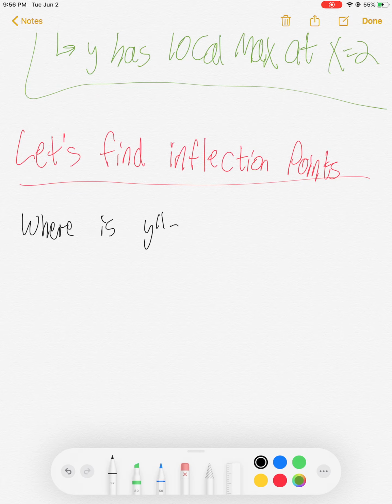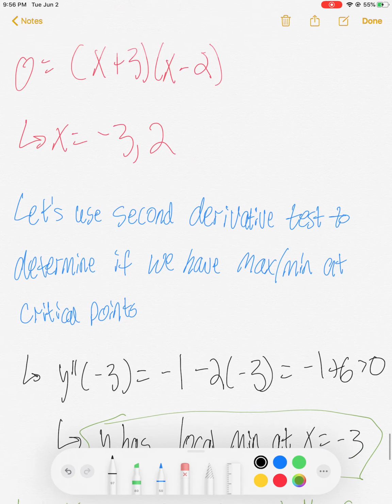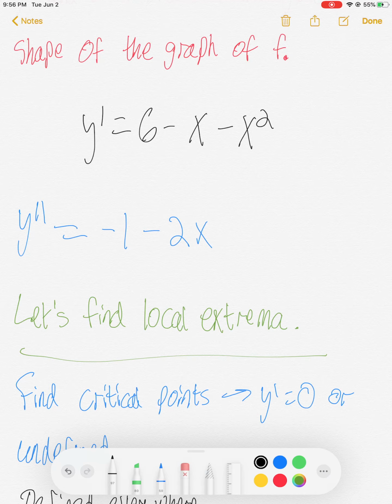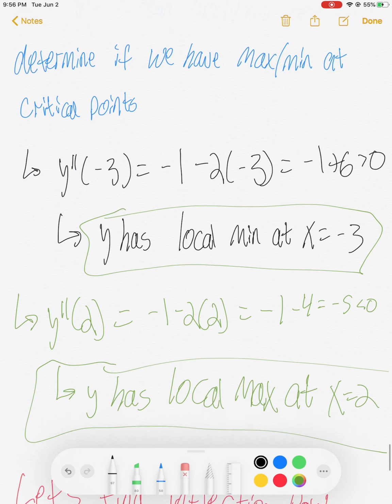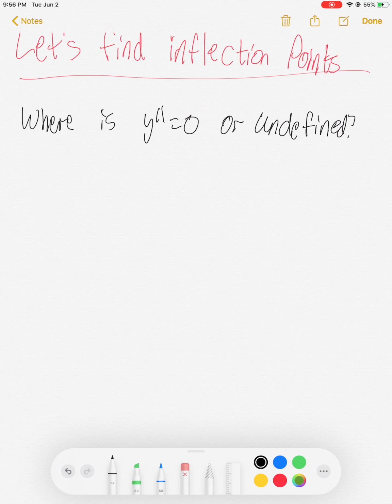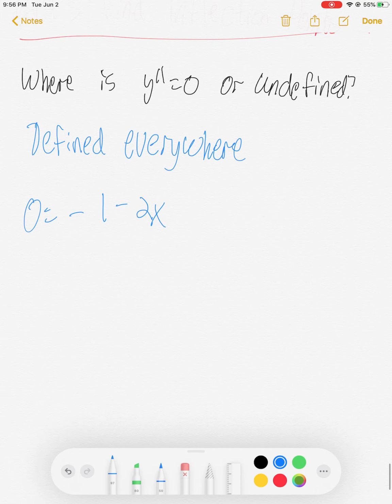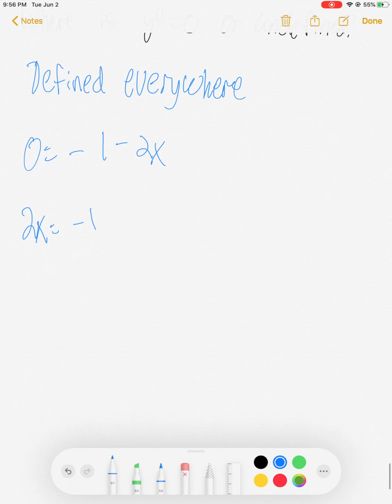Let's find inflection points and investigate the concavity. So where is y double prime equal to 0 or undefined? Well, y double prime is -1 minus 2x. That's just a polynomial, so that's defined everywhere. So we just want to set that equal to 0.